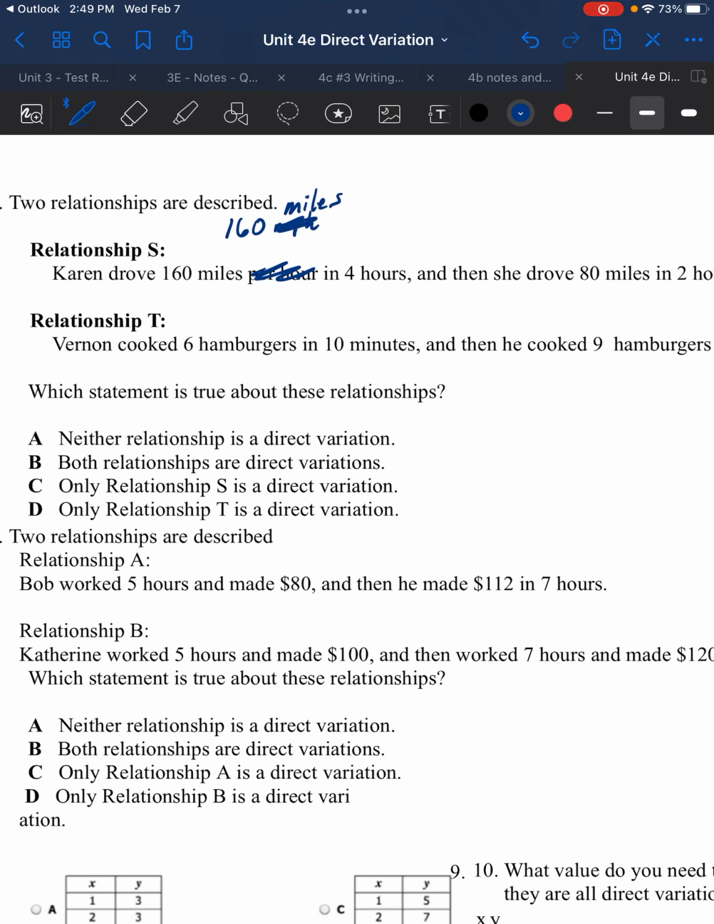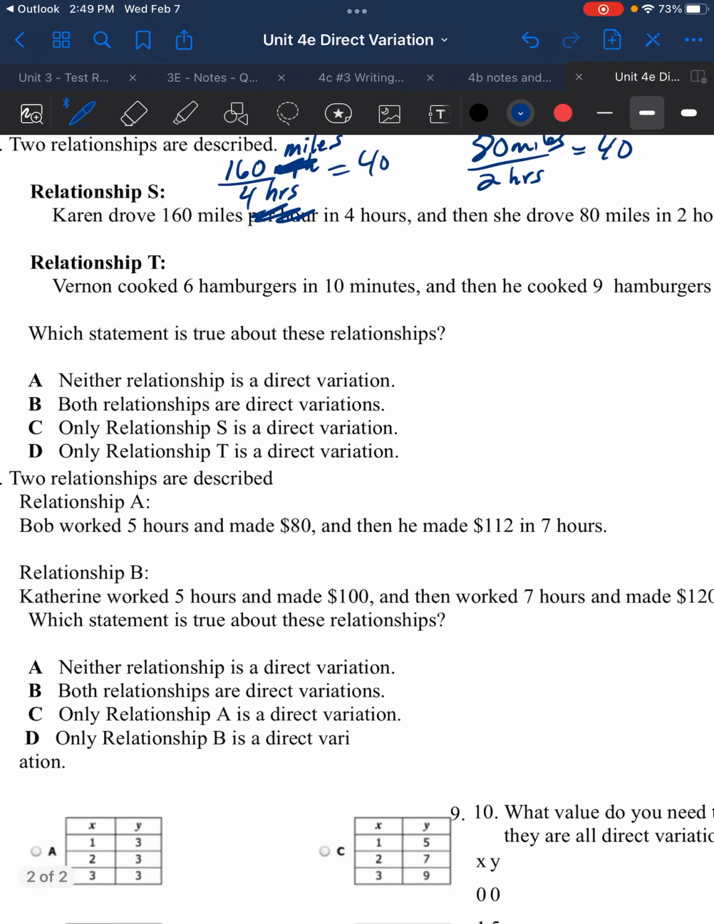Let's hope Karen didn't drive 160 miles per hour in 4 hours. Is that the same ratio as 80 miles in 2 hours? Well, that's going to be 40. And this one over on the right is 40. So yeah, those are the same relationships.